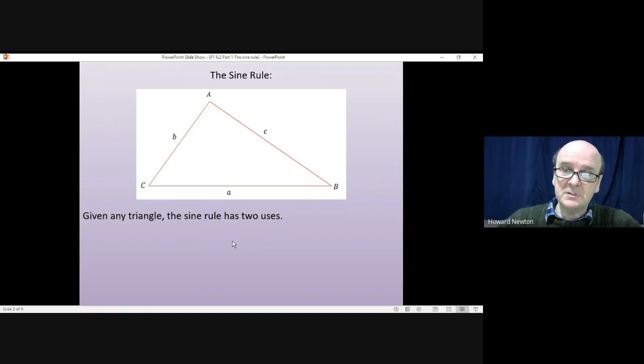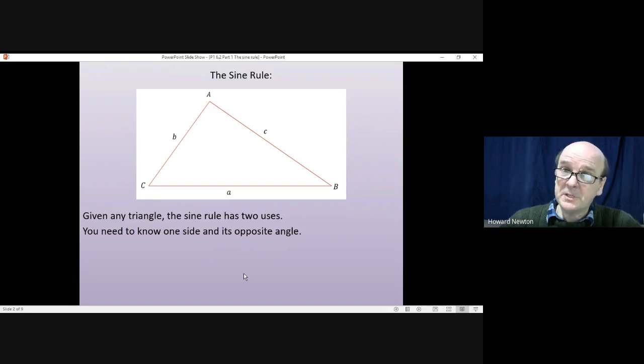But to be able to use the sine rule, you need to know a matching pair. That means you need to know one angle and the side opposite that angle. So that could be angle A and side A, or angle B and side B, or angle C and side C. But you do need to have a matching pair.